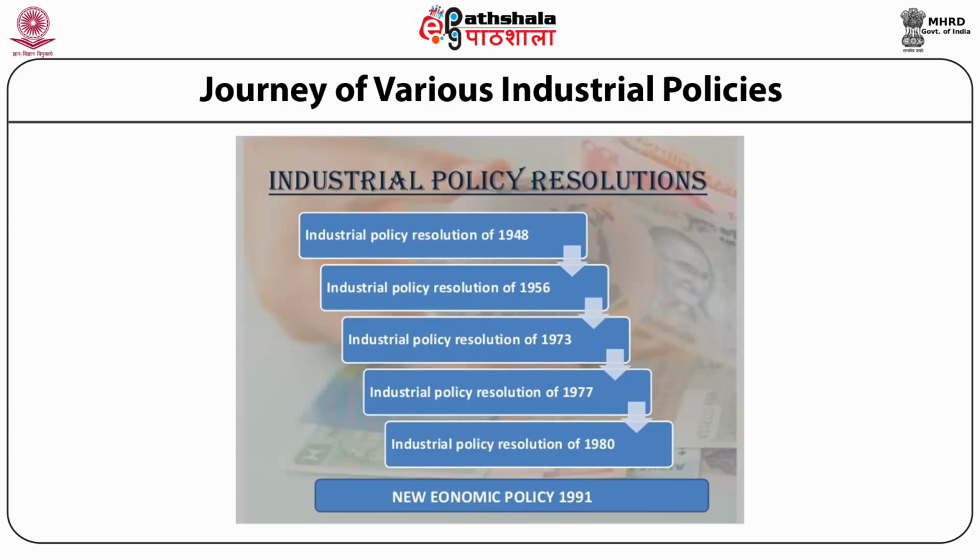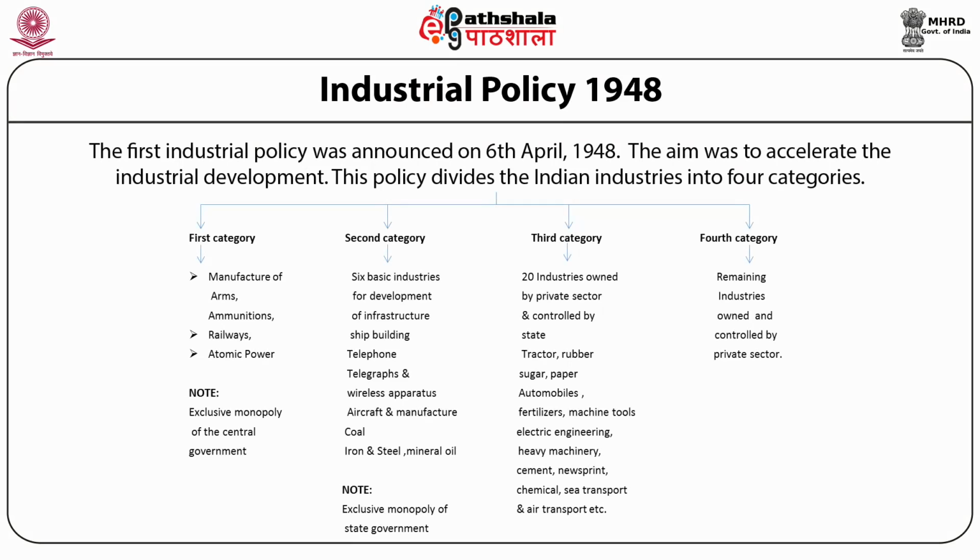Journey of various industrial policies. The first industrial policy resolution came in 1948, followed by the industrial policy resolution of 1956, and then the next was in 1973. Then came the industrial policy resolution of 1977, followed by the industrial policy resolution of 1980, and then the new economic policy 1991.